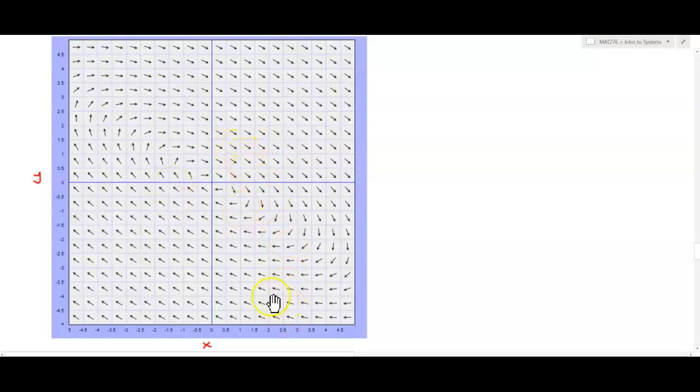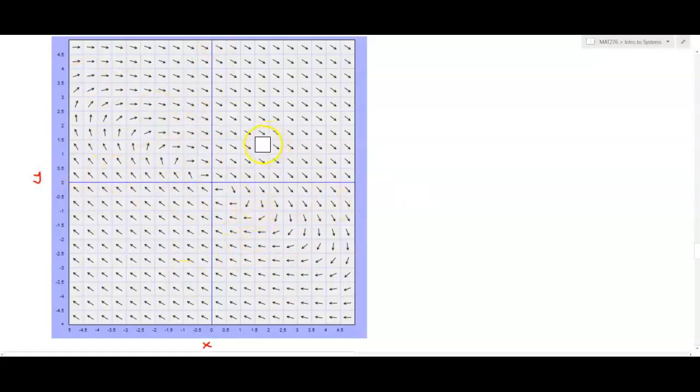If we had done this over here in the fourth quadrant, you see that these vectors, like this one here, point to the left and a little bit up. That would mean that x is decreasing, because this is the x-axis, and y is increasing because the vector points upwards, and this is the y-axis. I should be careful about my labeling here, but this is the x-axis and this is the vertical y-axis.